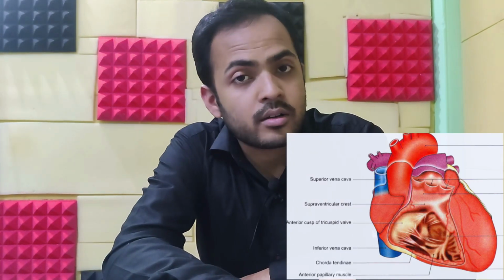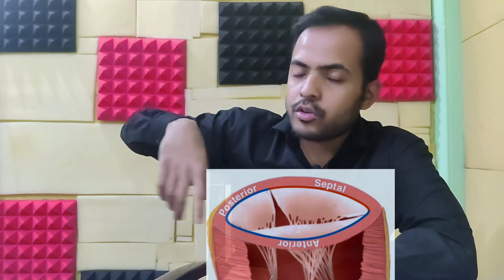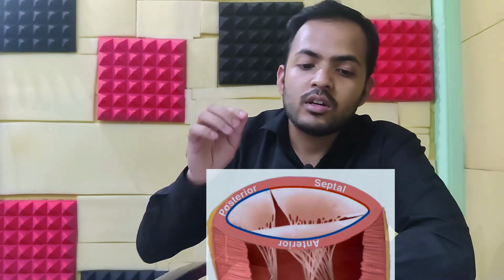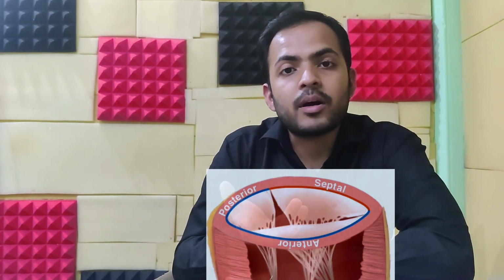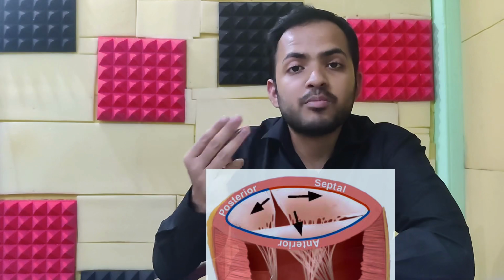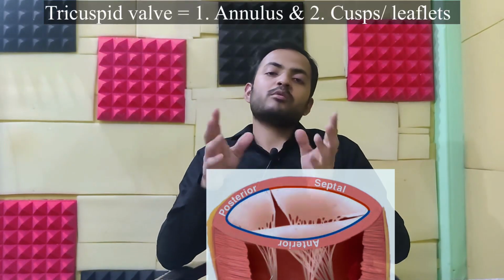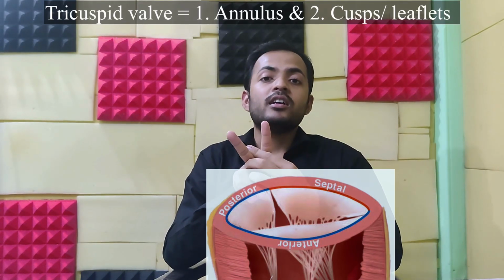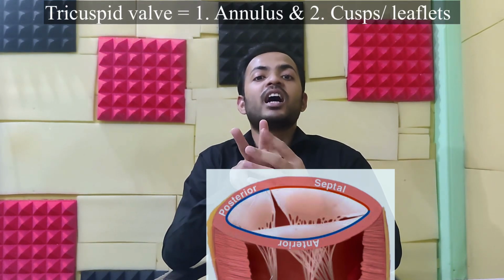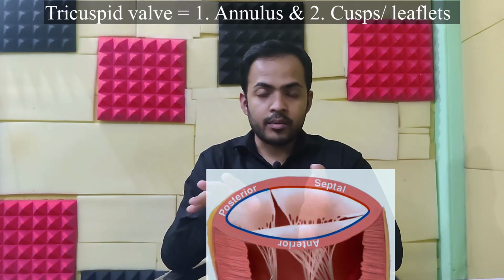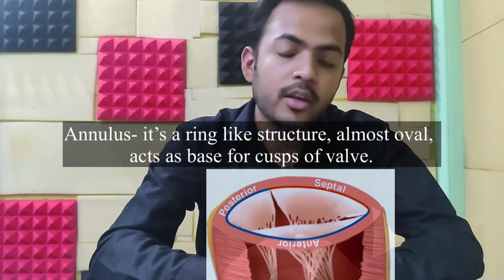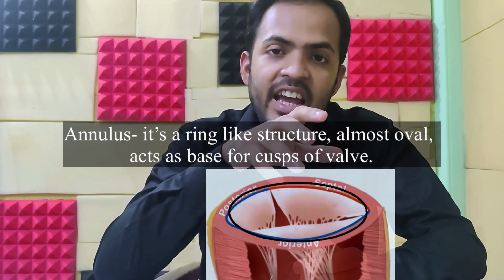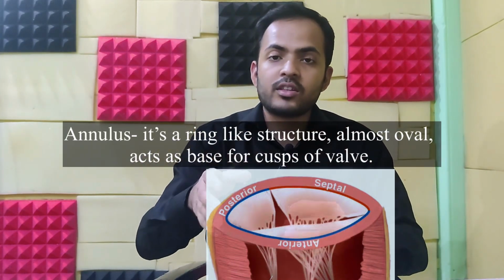Now one by one. First of all, the right atrioventricular foramen, as you can see in this photo from above. Now the foramen is guarded by the tricuspid valve. This tricuspid valve has two components. One is the tricuspid annulus, another is its cusps or leaflets. Now what is the annulus? The annulus is actually a ring-like structure, almost oval shaped. It acts as the base of these valves.